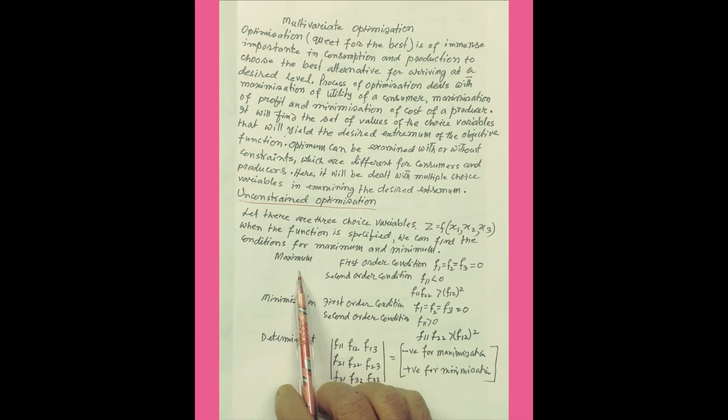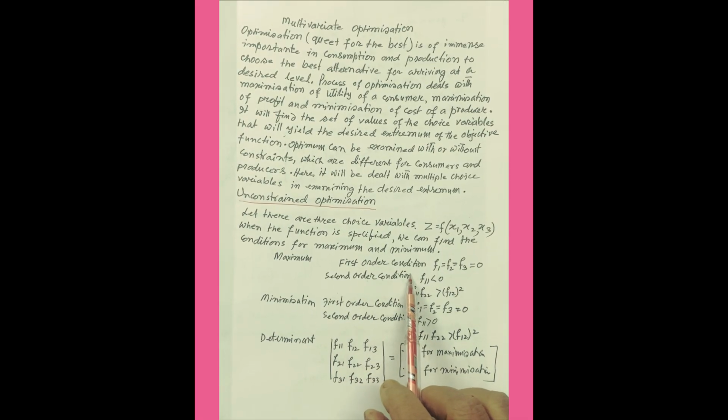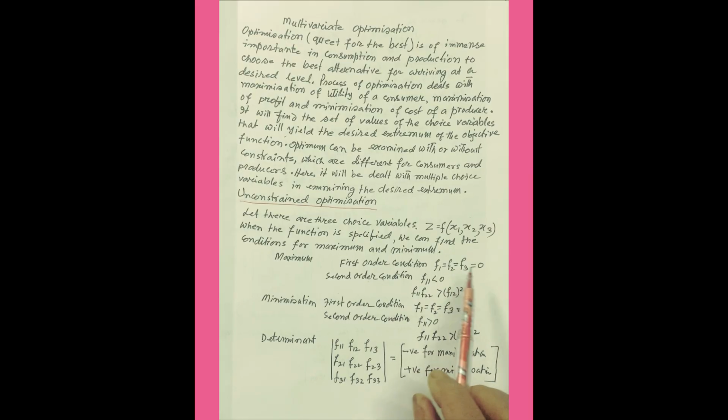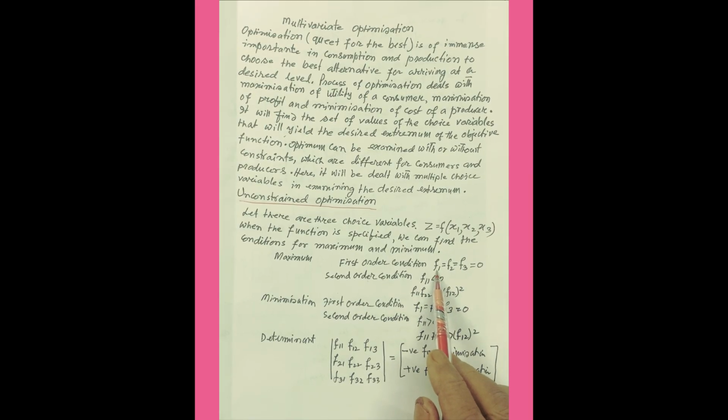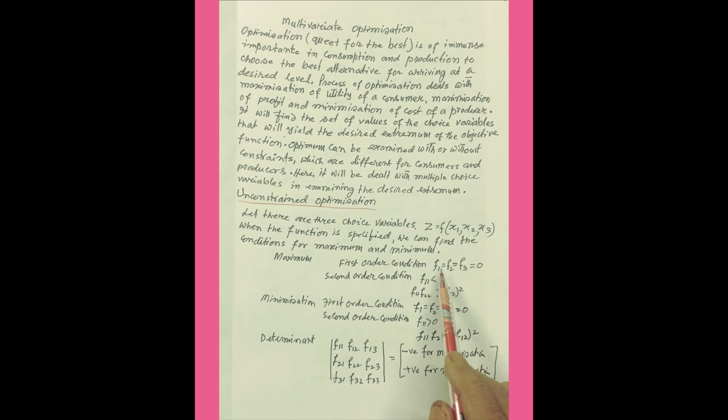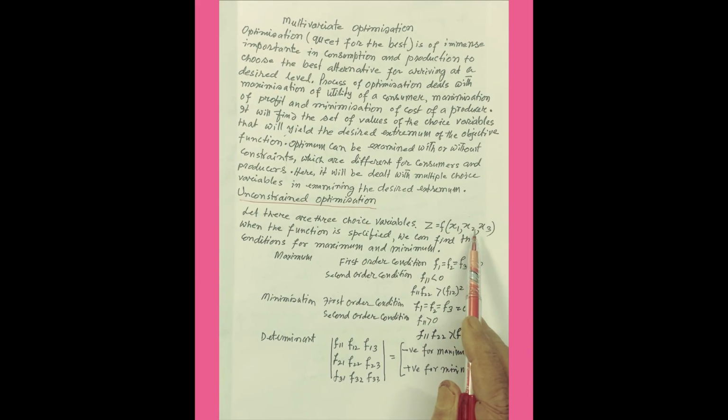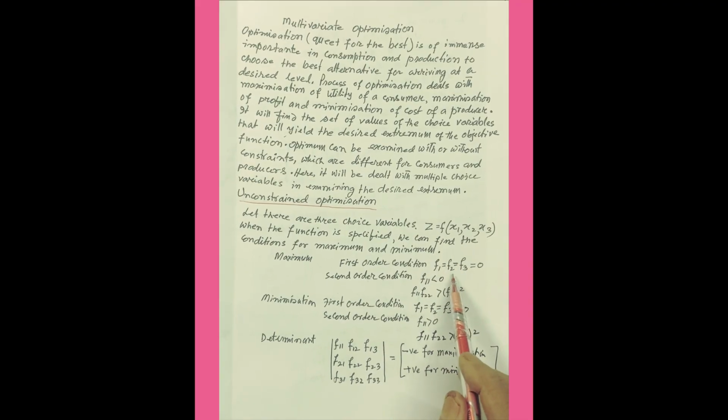So for maximum, our first order condition should be put to 0. F1 means delta y by delta x1, or delta z by delta x1, that is F1, put to 0. So delta z by delta x2 put to 0 and delta z by delta x3 put to 0. So F1 is equal to F2 is equal to F3 is equal to 0. This is the first order condition.